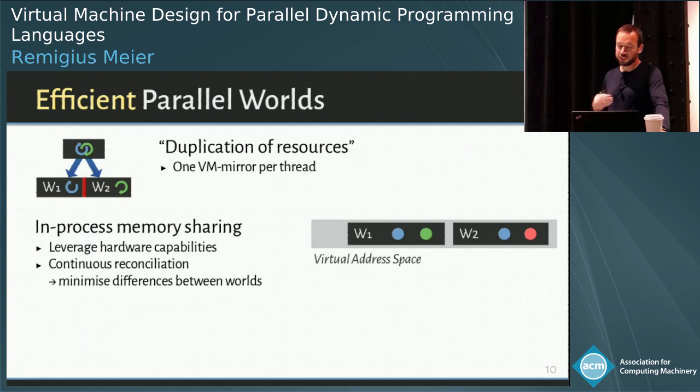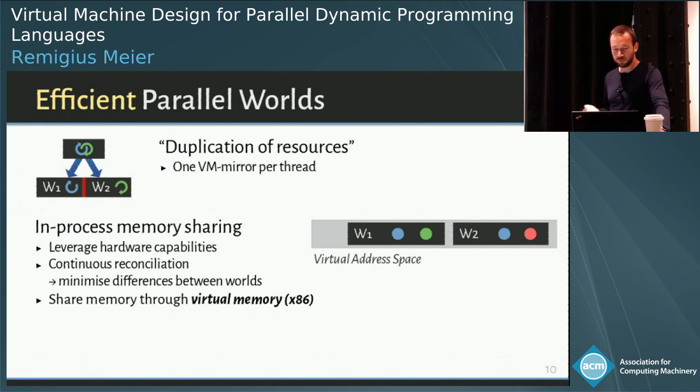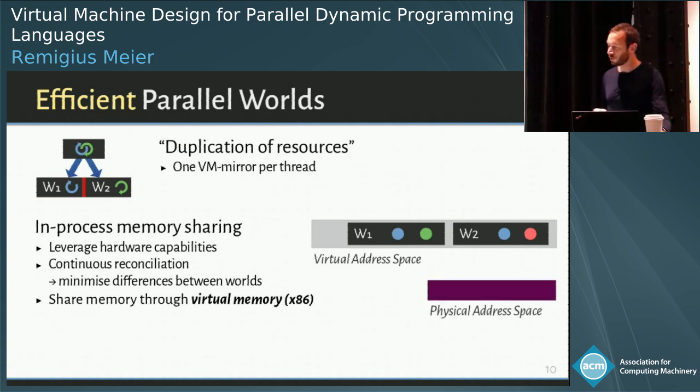Now, through continuous reconciliation, we try to minimize the differences between the worlds such that they are largely identical. And of course, the identical parts we then try to share between the worlds. We do that through virtual memory of the x86 CPU in that case. This looks something like that.